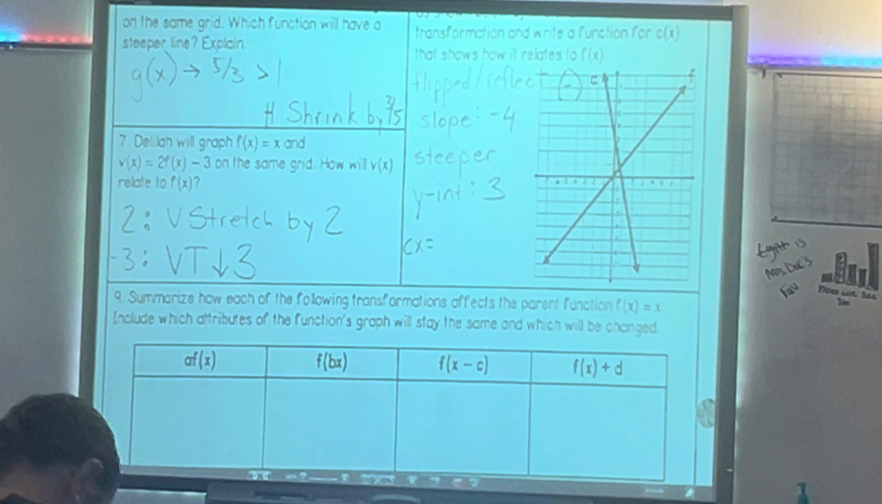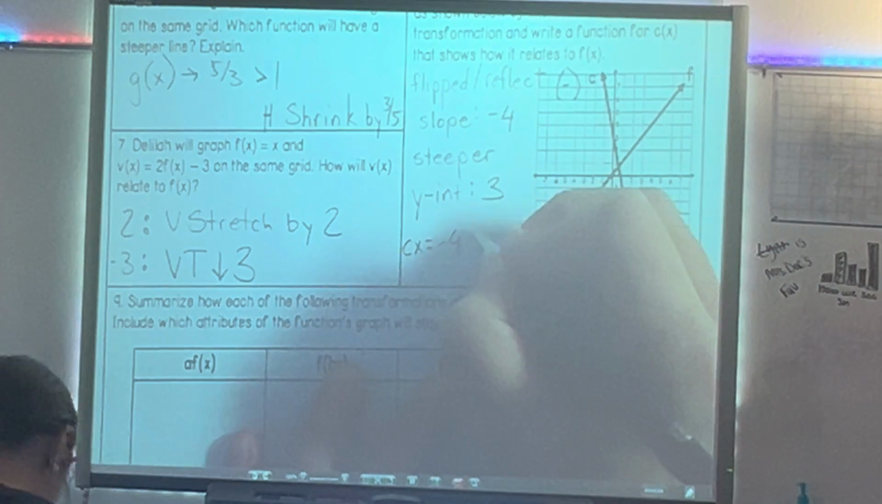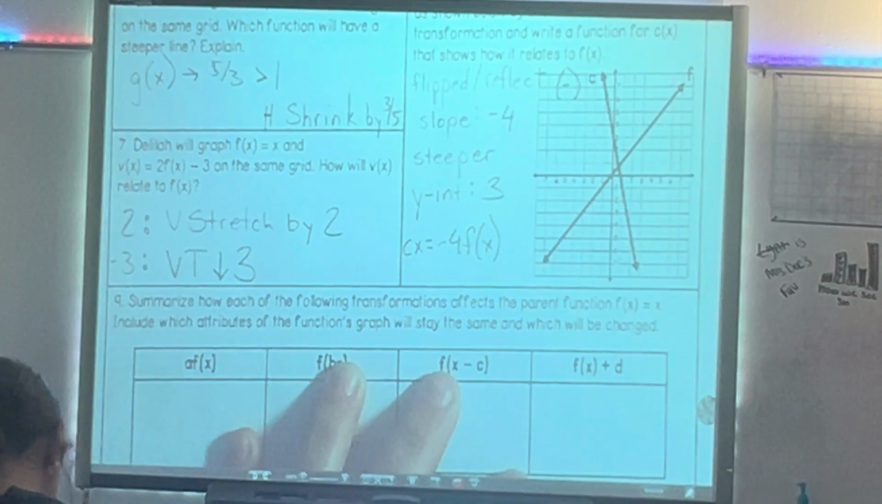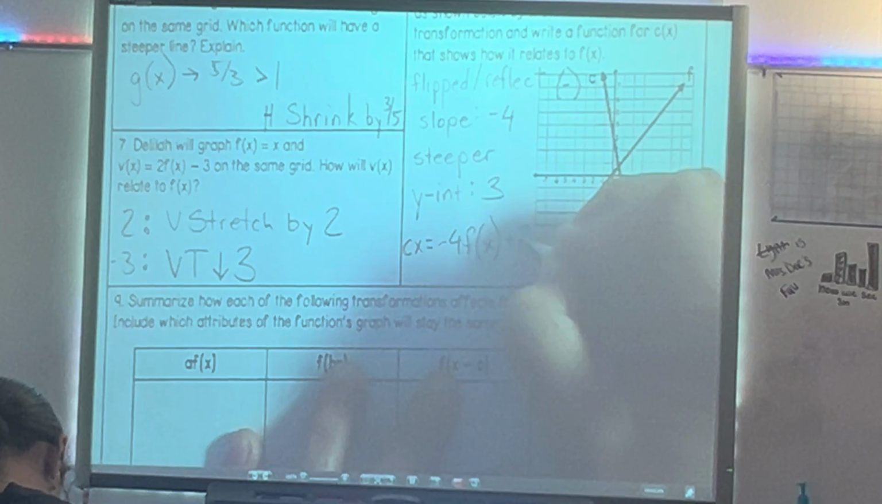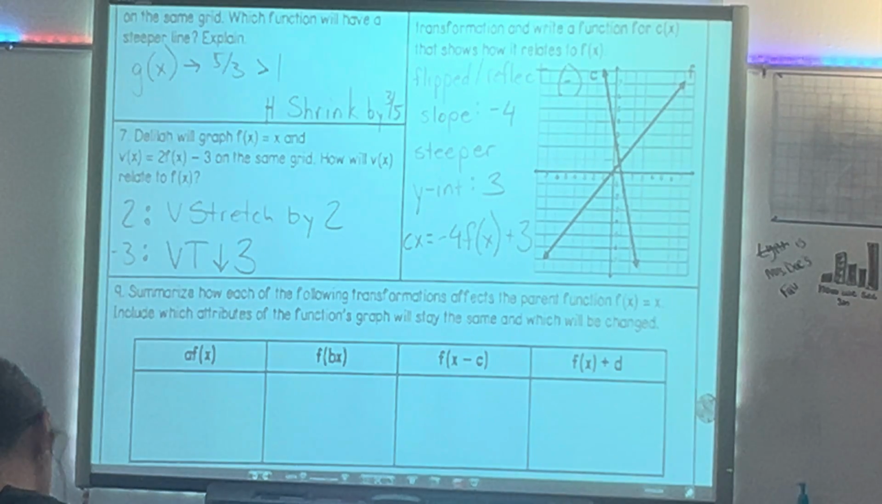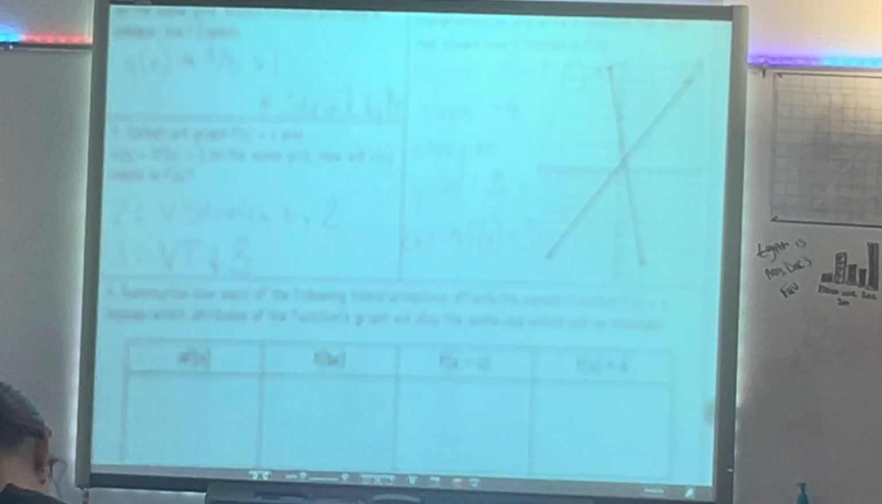Where do I write things? Y'all gotta tell me. -4 x and then up +3. Perfect. -4 f of x plus 3. You're gonna have to be able to do that.